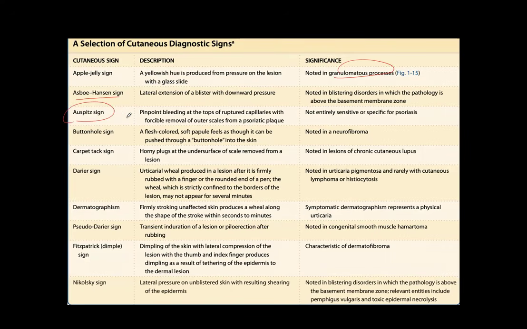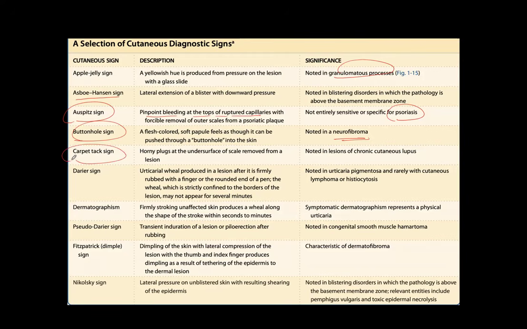Then there is the Auspitz sign. This is very important. Pinpoint bleeding on top of ruptured capillaries. If you just remove the layer, that will be seen in psoriasis. Then the buttonhole sign, typically you will find in neurofibroma. That's a flesh-colored soft papule that feels as though it can be pushed through a buttonhole. Neurofibromatosis patients, you will find that.